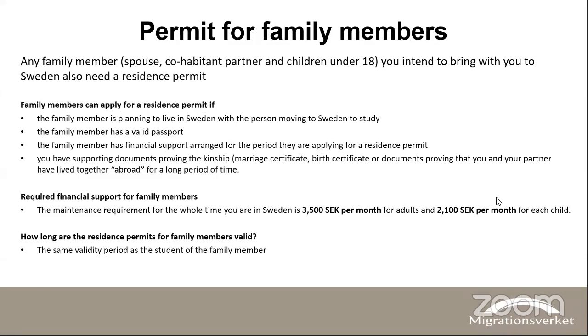And the required financial support for family members: for adults, it's 3,500 Swedish crowns per month, and for each child, it's 2,100 Swedish crowns per month. And how long are the residence permits for family members valid? Well, it depends on the main applicant. So it's the same validity period as the student's.